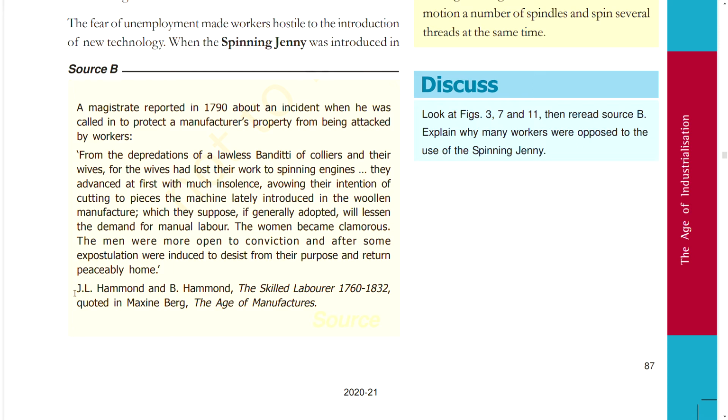J. L. Hammond and B. Hammond, The Skilled Labor, 1760 to 1830, quoted in Maxine Berg, The Age of Manufactures. Discuss. Look at figures 3, 7 and 11, then reread Source B. Explain why many workers were opposed to the use of the spinning jenny. Comment on this.